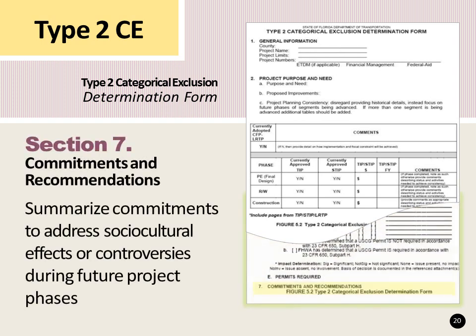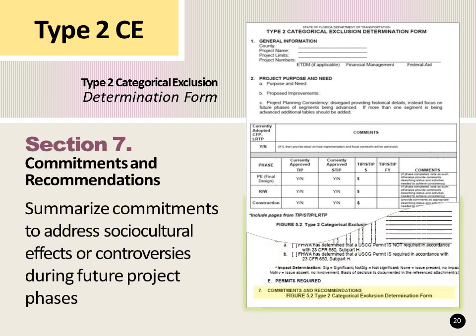In Section 7, Commitments and Recommendations, summarize any commitments to address sociocultural effects or controversies during design and/or construction. This summary should match the related content included in the preliminary engineering report.